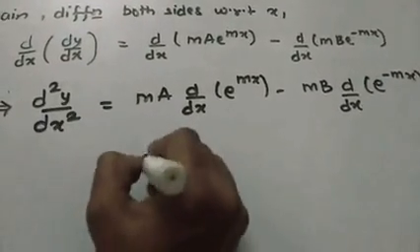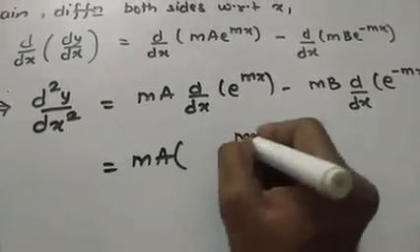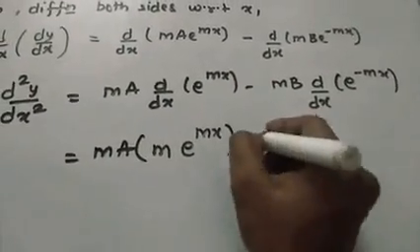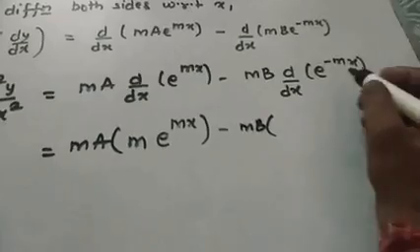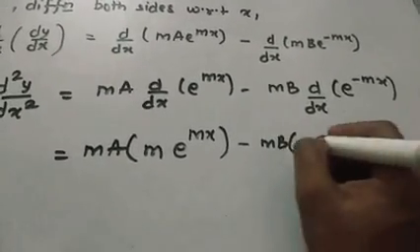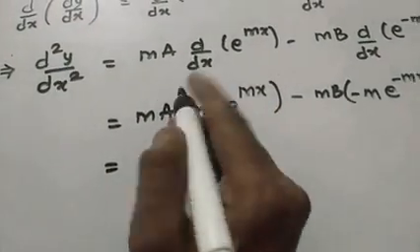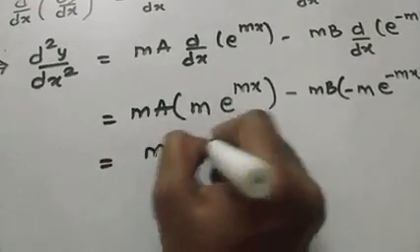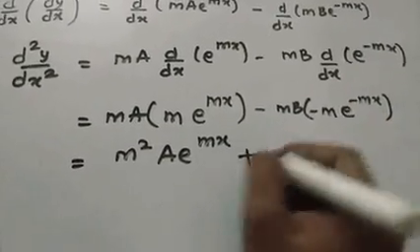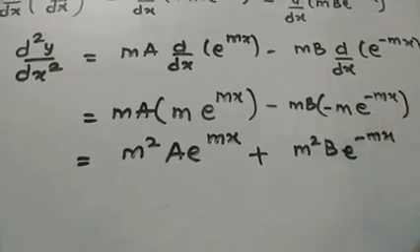So now using the formula, derivative of e to the power mx is e to the power mx, the same, the x coefficient here is m, you will write here m, minus mb e to the power minus mx, it will remain the same. The x coefficient here is minus m, we will add here minus m. Now opening the bracket, m into m is m square a e to the power mx minus minus plus m into m square b e to the power minus mx.